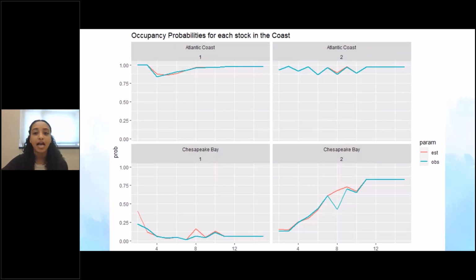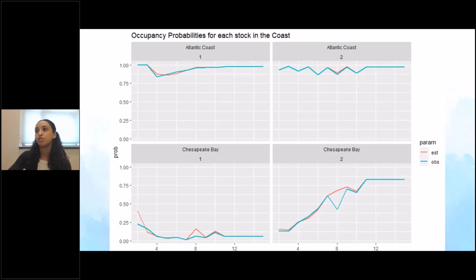And then finally, the last plot I'll show are the occupancy probabilities that our model is estimating. These plots are a little bit different. The names on the top of these plots indicate which biological stock these probabilities are for. The numbers are the time steps, and what these plots are showing is the probability that a fish from this stock is found in the Atlantic coast spatial region. If you take 1 minus any of these probabilities, you'll get the probability that that fish is found in the Chesapeake Bay spatial region.